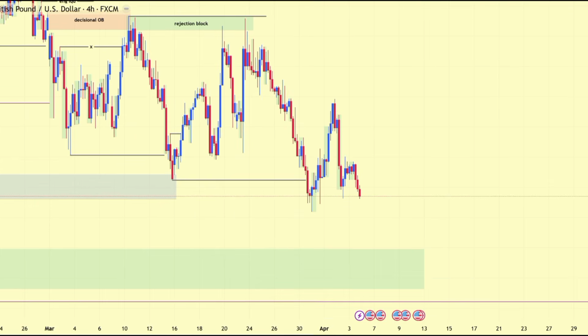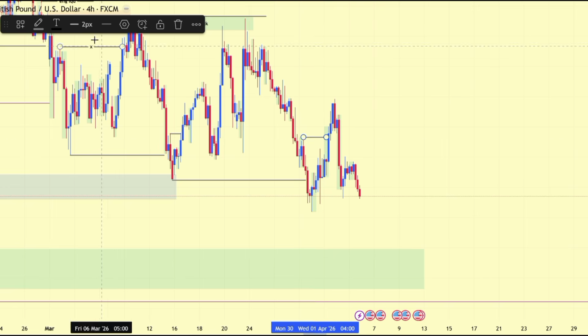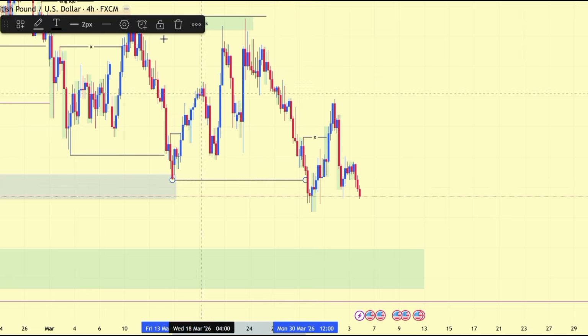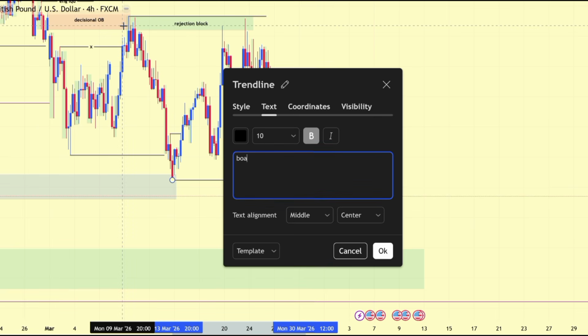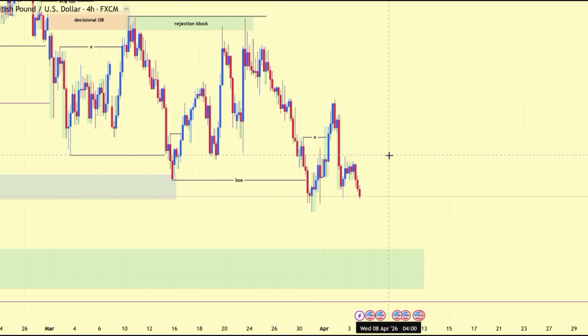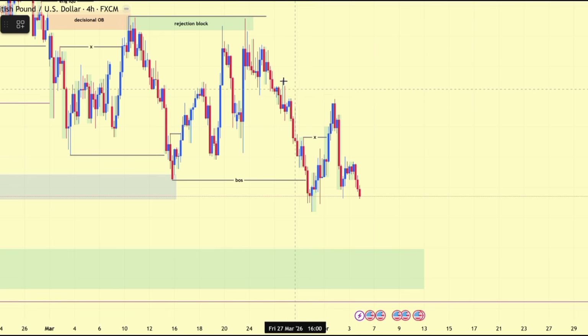So price has already taken out the inducement. As you can clearly see, this here is our inducement. So there is our minor inducement. And of course, this is our break of structure. So in this case, it's hard to identify the POIs. As you can clearly see right here, there are no visible POIs. So in this case, I'll just use the rejection block.